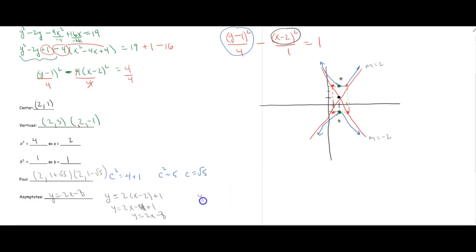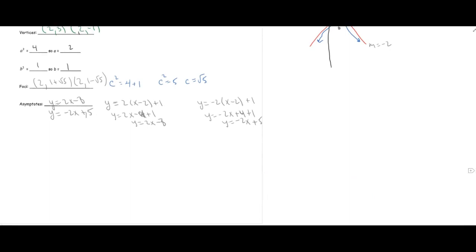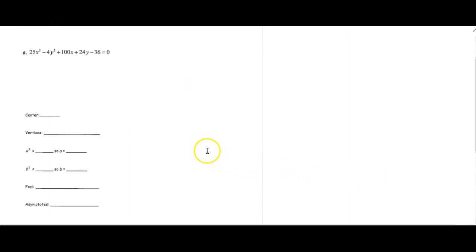Now, the other one is going to be -2 times x minus 2, because the slope is -2 now, all plus 1. So y equals -2x plus 4 plus 1. So y equals -2x plus 5. That would be your other asymptote.